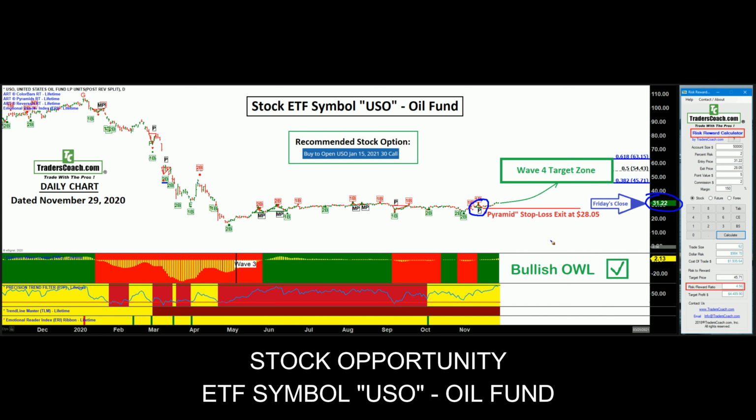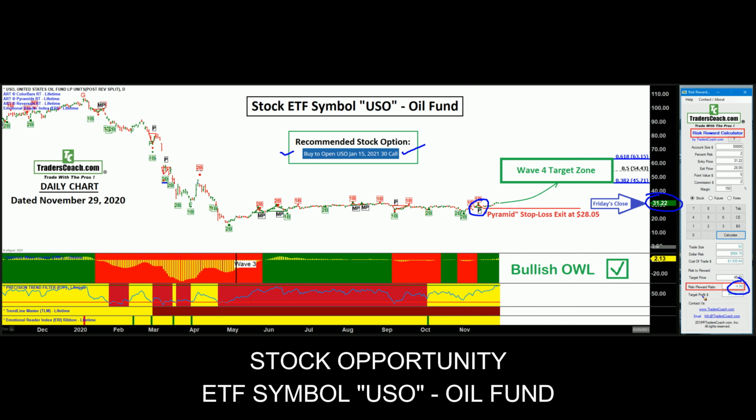But for the sake of this trade here, the risk to reward is 4.566, which is excellent. That's an excellent risk to reward. So this is really looking good. And we also put a recommended stock option if you want to do this instead, which is to buy the January 30 strike price calls. That's a possibility if you want to take advantage of that.